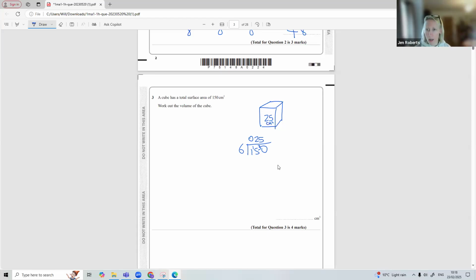Your cube's made of squares, right? How do you work out the area of a square? Base times height, but they are the same, the base and the height, so it's got to be 5. The dimensions of your cube are 5. How do you get your volume? Base times height times depth in any order, but 5 times 5 times 5. 5 times 5 is 25, times 5 is 125 centimeters cubed.